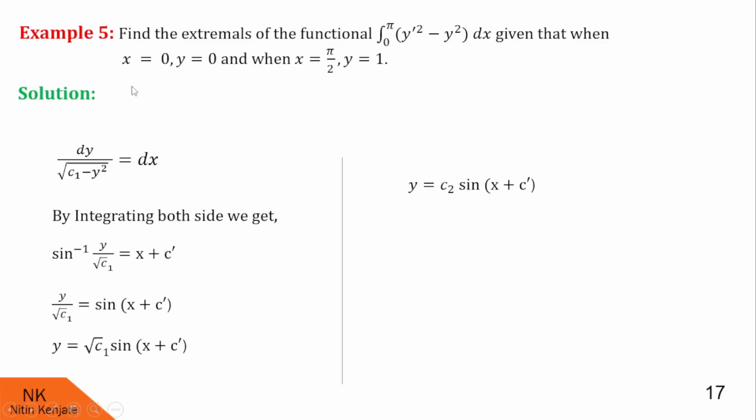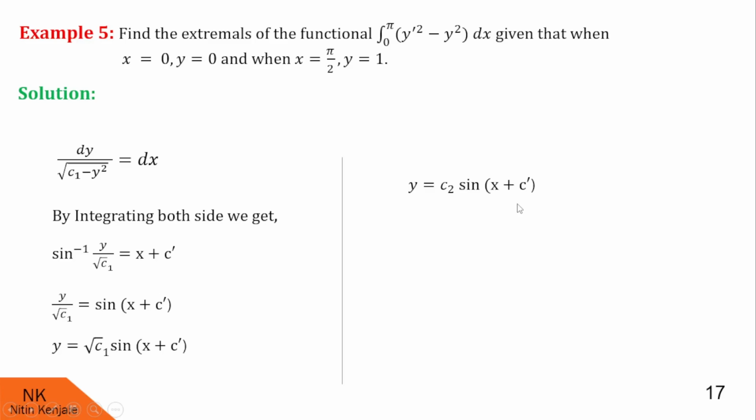Now we use these initial conditions to find the values of c2 and c dash. First, let us substitute the initial condition y is equal to 0 when x is equal to 0. So let us substitute x equal to 0 here and y equal to 0 here. The equation becomes 0 is equal to c2 into sine of c dash. Taking c2 to the other side, we get 0 is equal to sine of c dash. That means c dash is the angle for which sine is 0. So what should be that angle?